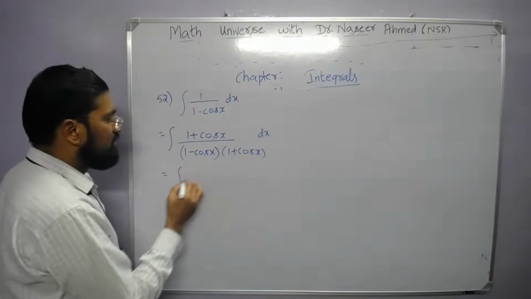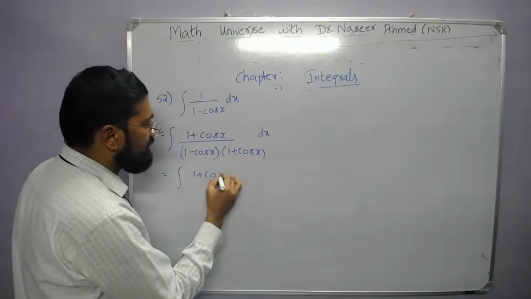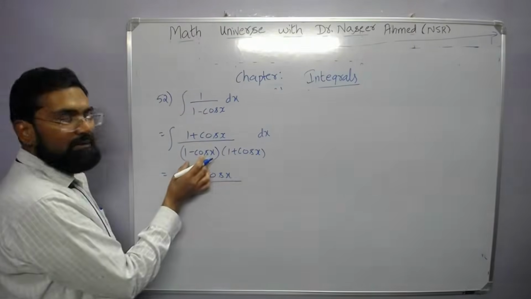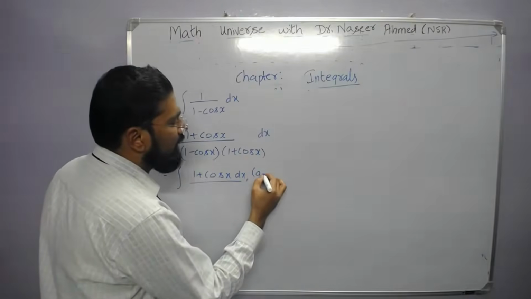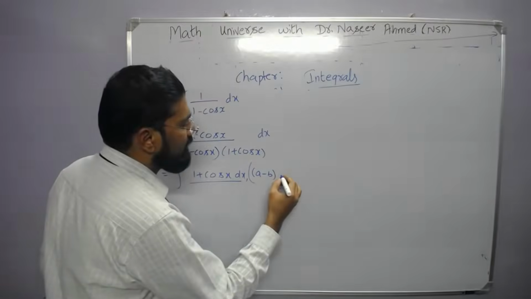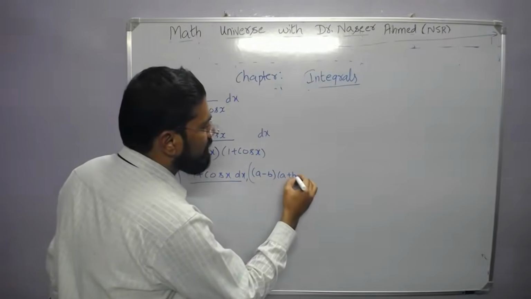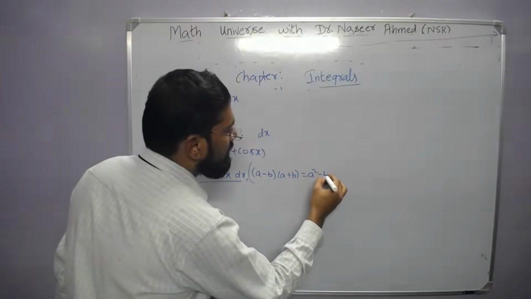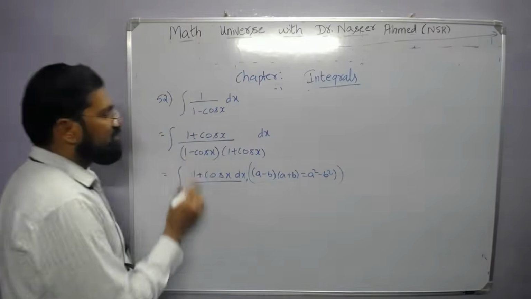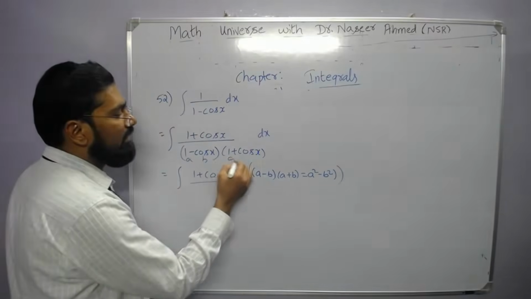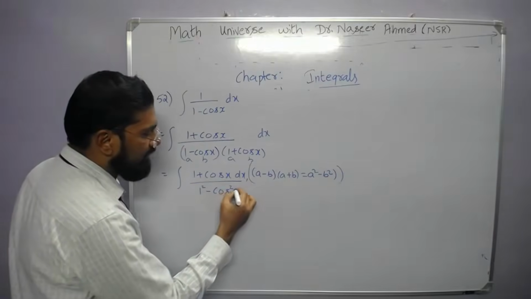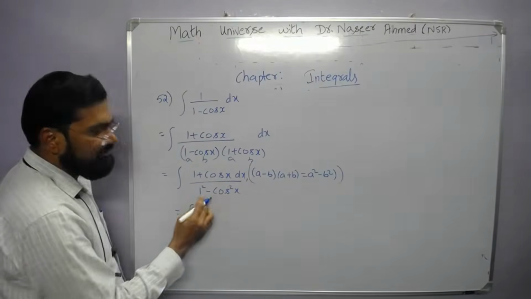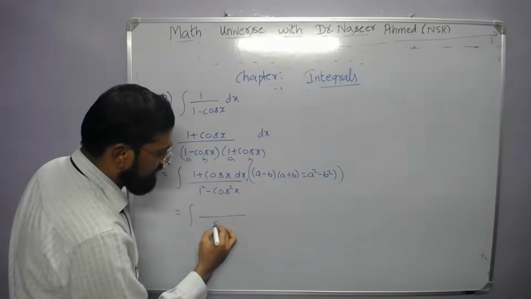Now 1 plus cos x as it is. This is the form a minus b into a plus b. What is dx as it is? What is a minus b into a plus b? It is a square minus b square. So this is your a, this is your b, again a and again b. So we are going to have 1 square minus cos square x. So what is 1 square minus cos square x? Sin square x.